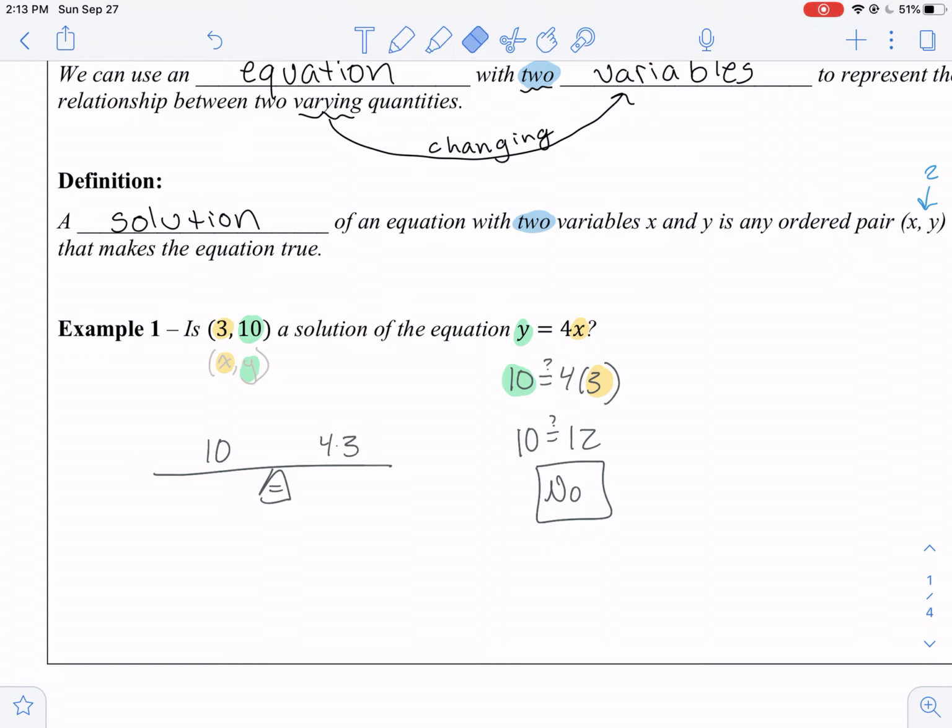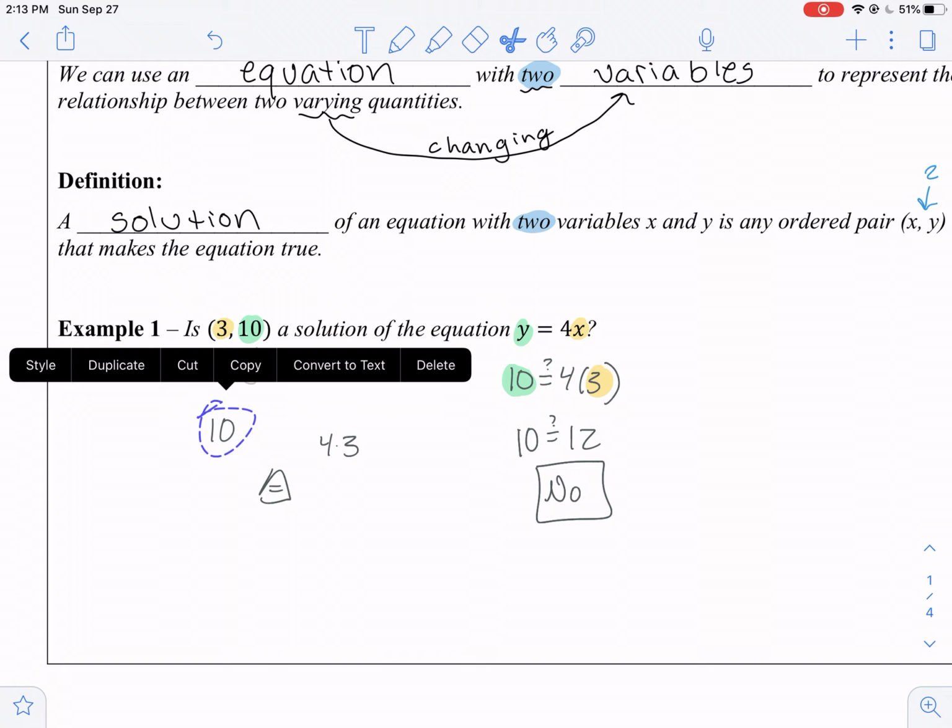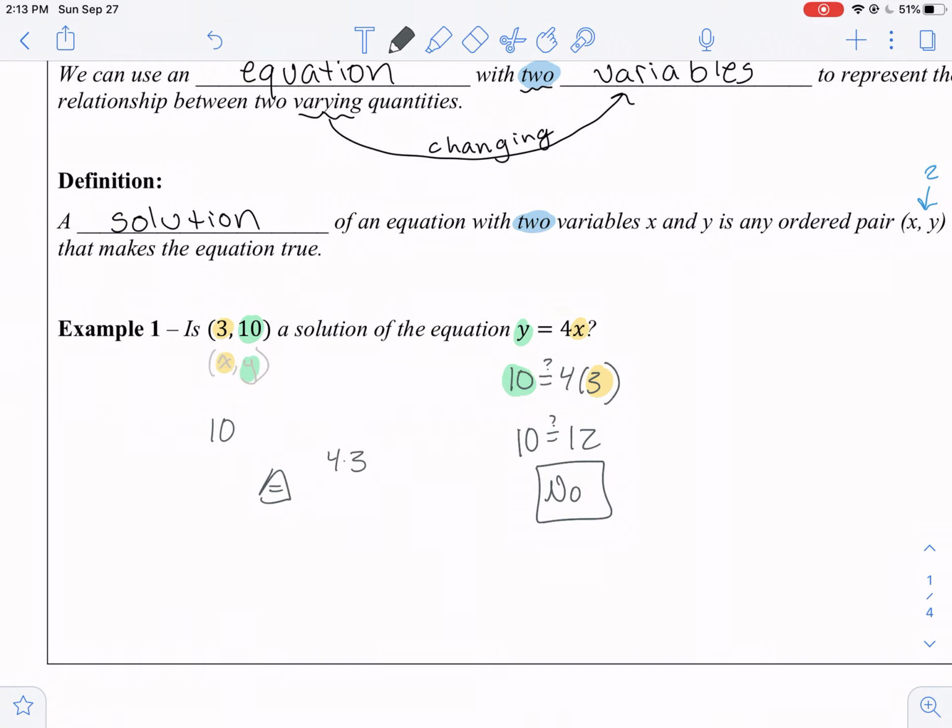Oh no, that would actually weigh a little bit too much. So it would sink down a little bit. This would go higher. This is heavier. And our balance would be like this. It is not equal. We can even say, no, that's not equal. Ha! It's not a solution because they're not equal.